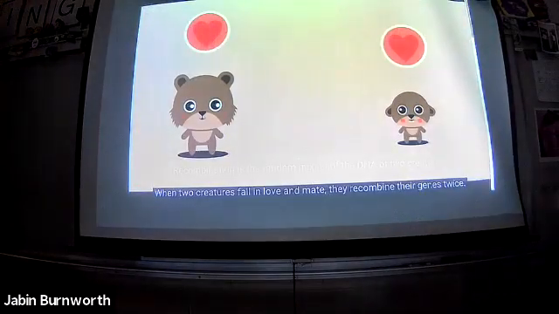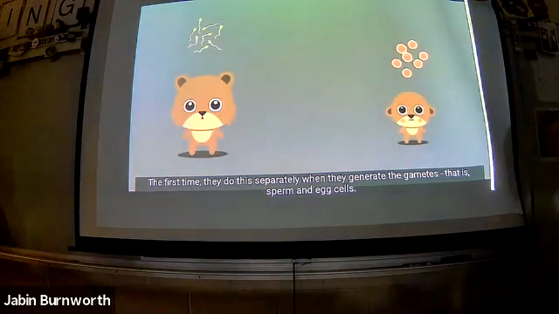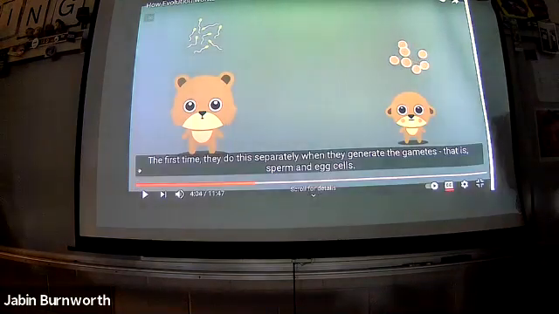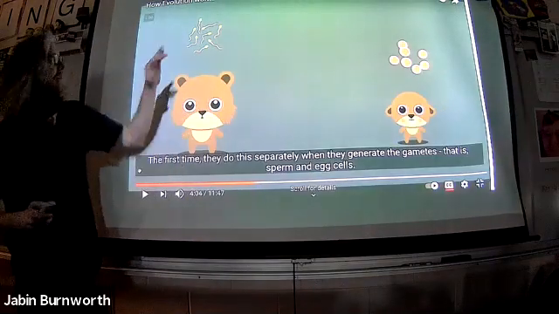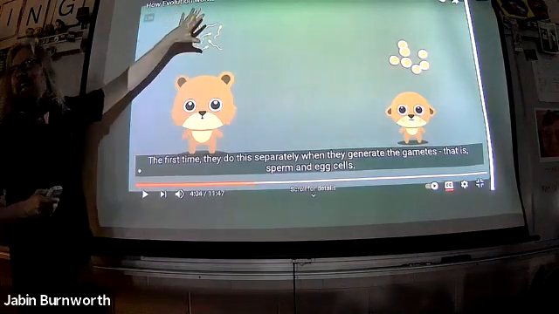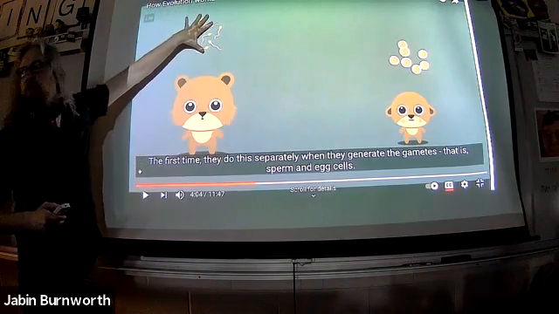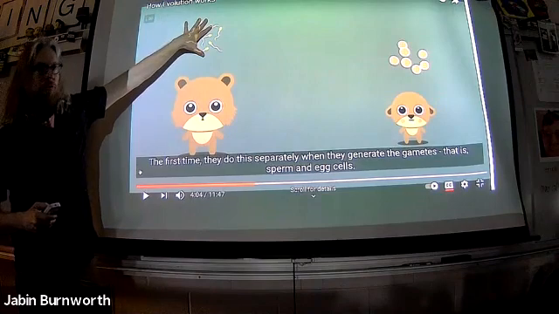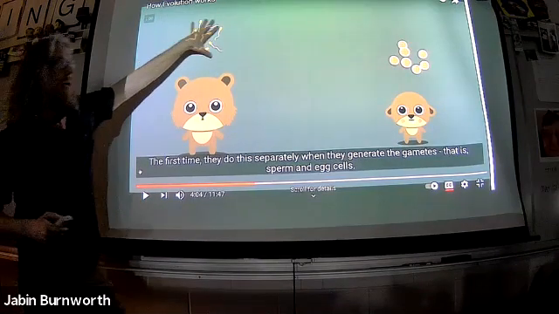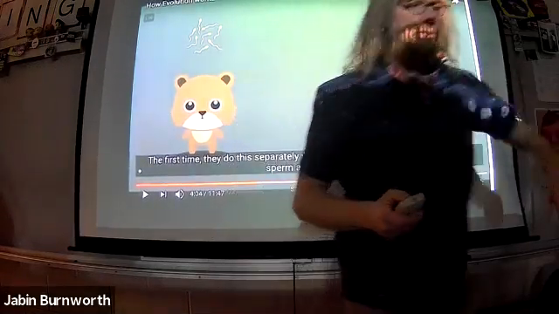When two creatures fall in love and mate, they recombine their genes twice. The first time they do this separately, when they generate the sperm and eggs. Remember, these are cartoons. So right here, how many chromosomes are in these sperm? 23. How many in the eggs? What's 23 plus 23? 46, right?